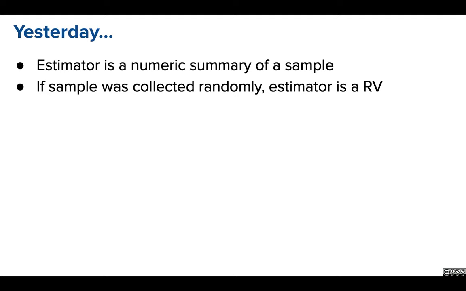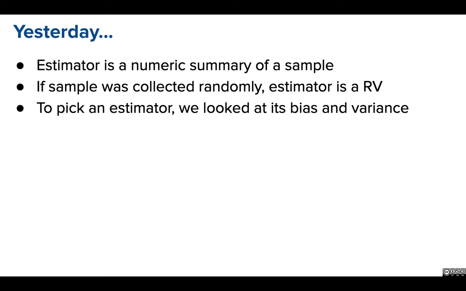We noted that if a sample was collected randomly, then we can think of an estimator as a random variable. This means that if the individual points in our samples are random, if you treat them as random variables, then the estimator, which is created using the points in our sample, is also a random variable. In other words, if my sample is randomly collected, the mean of my sample is also going to be a random variable.